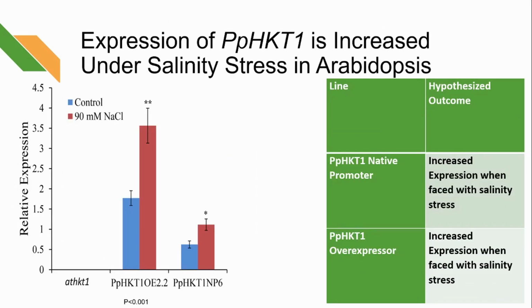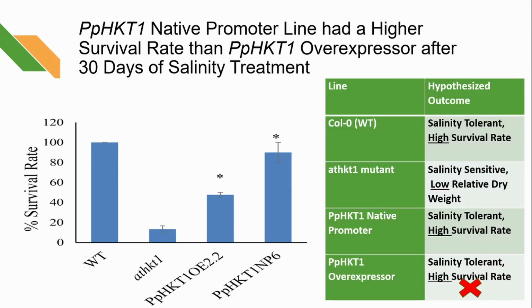Of course, that's only one part of the equation. We also had to show that this salinity tolerance was the result of the Prunus persica HKT1 expression. To do this, we used qualitative reverse transcriptase PCR to measure expression. For both native promoter and overexpressor, it was clear that the addition of the salt treatment induced higher expression of the HKT1 ortholog.